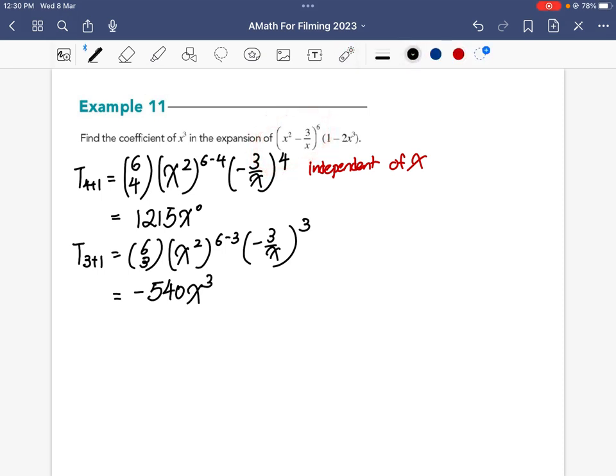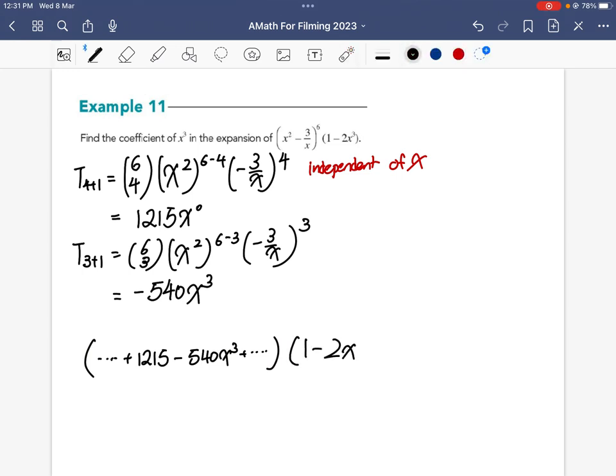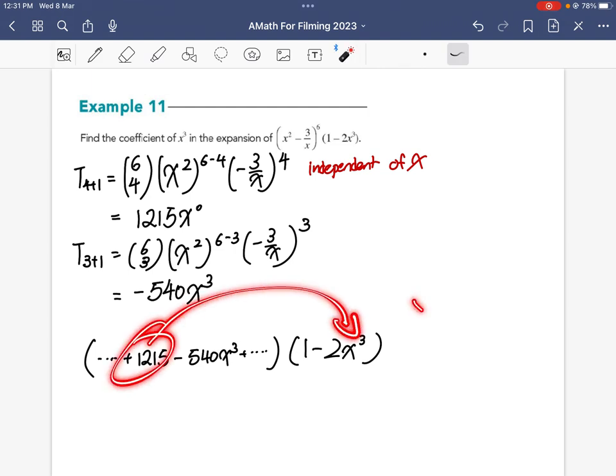Okay, the first bracket, I'll get dot dot dot, plus 1215, sorry, it's not plus, it is minus 540x cubed plus dot dot dot. Notice that there are other terms here and other terms here. We just ignore them because these are the two terms that will give us what we require. Because 1215 times this term will give me a term in x cubed. This negative 540 times 1 will also give me a term in x cubed.